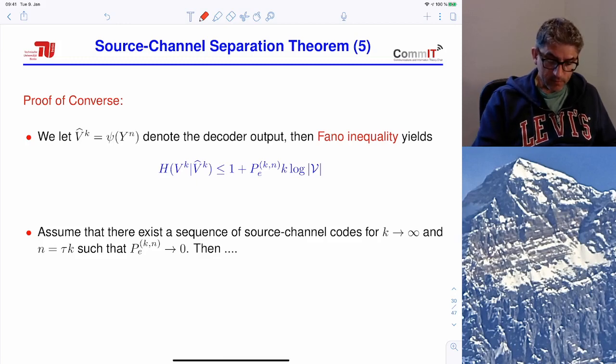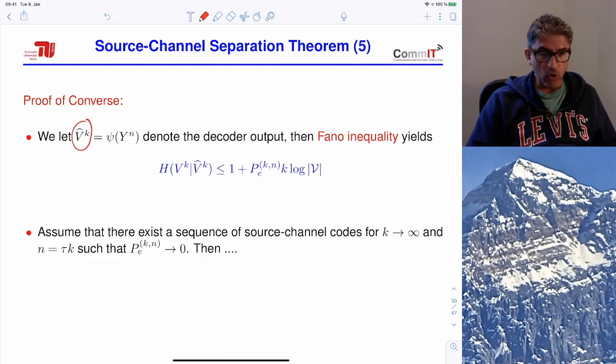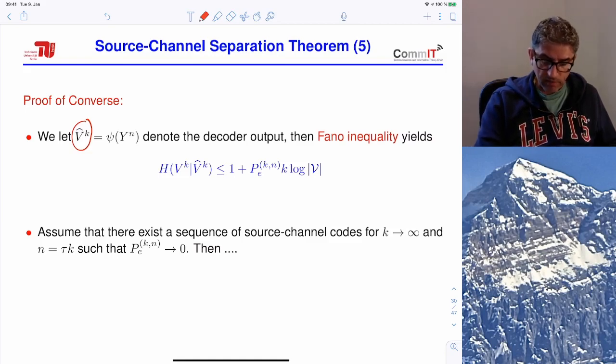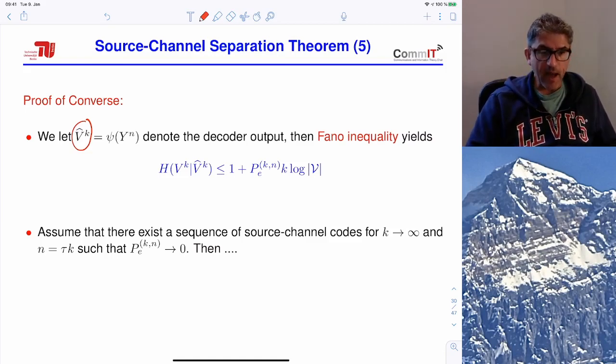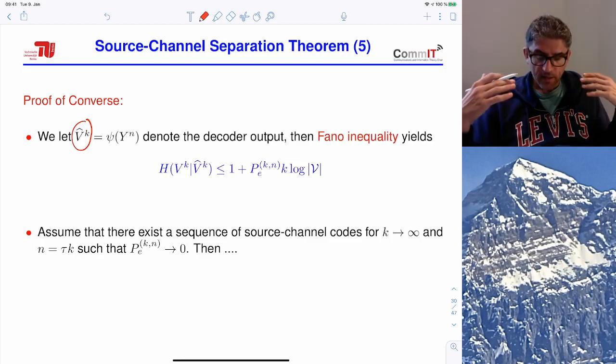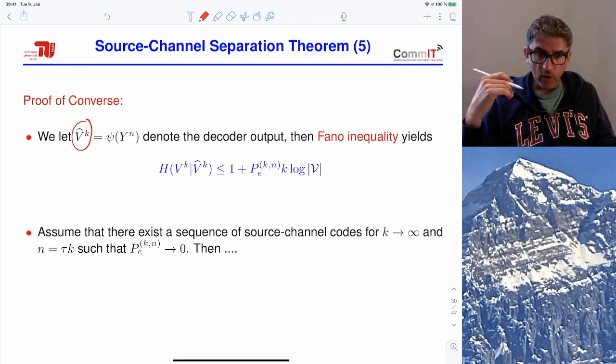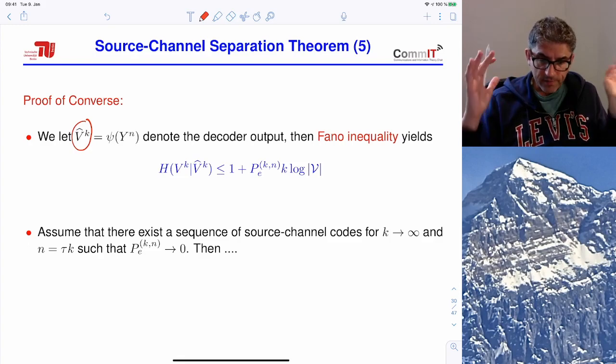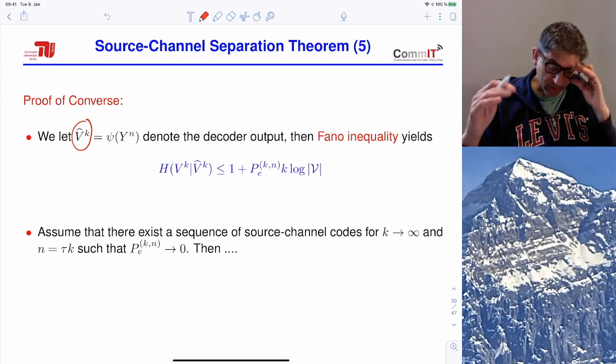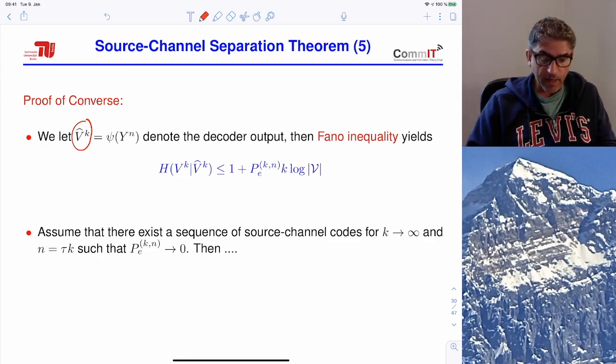we let the decoded source sequence at the decoder be denoted by V hat k, and we assume that somebody gives us a scheme. Now, that scheme cannot be based on separation. It is any scheme, because in the converse we have to prove the non-existence, so we cannot make any assumption on the given scheme. The only assumption is that the probability of error goes to 0.